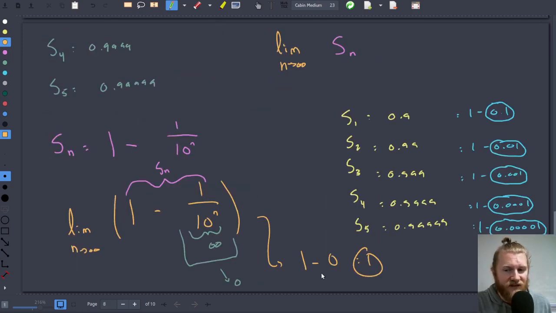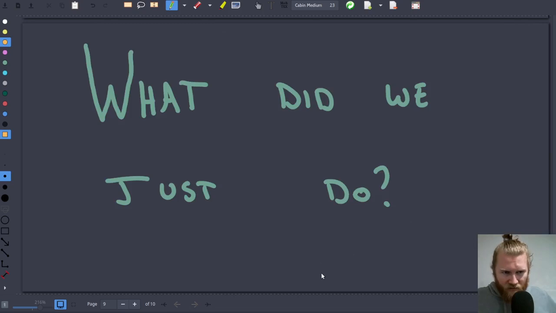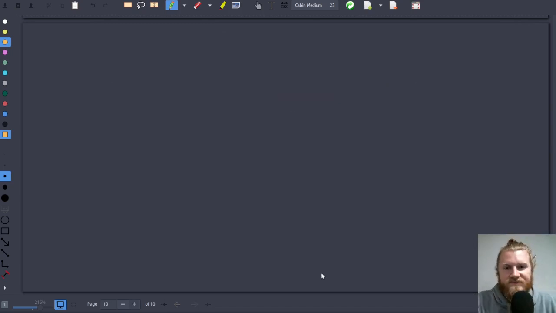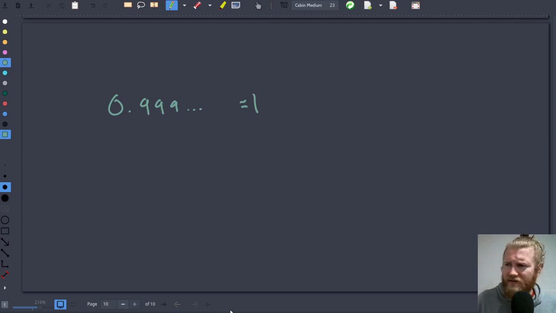But it's pretty similar. Okay, what did we just do in reality? Because this is actually one of my favorite problems to show calc students. Here's what we just did. You ready for this? We just showed that the repeating decimal, 0.999999999 forever, is equal to 1. What? How are those the same number?